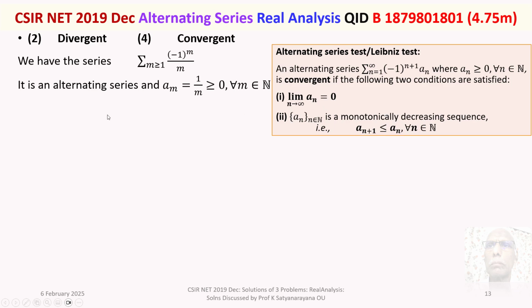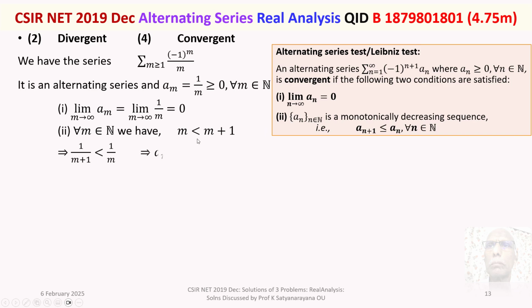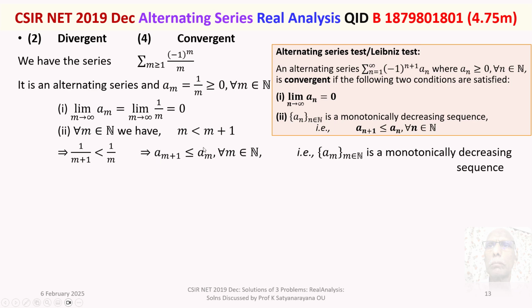Let's come down to our question. The condition 1, limit m tends to infinity of a_m is limit m tends to infinity of 1 by m, which is obviously 0. First condition is satisfied. Now, second, for all m belonging to N, we have m less than m plus 1. Yes. This will imply 1 by m plus 1 is less than 1 by m. That is a_(m+1) is less than or equal to a_m. They are strictly decreasing for all m belonging to N. So, it is a monotonically decreasing sequence. So, both the conditions of the Leibniz test are satisfied.